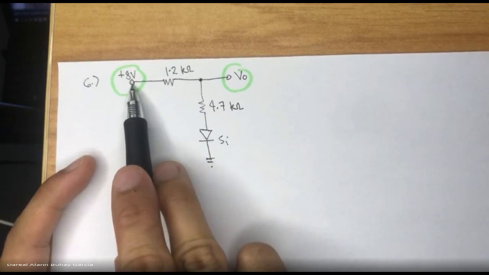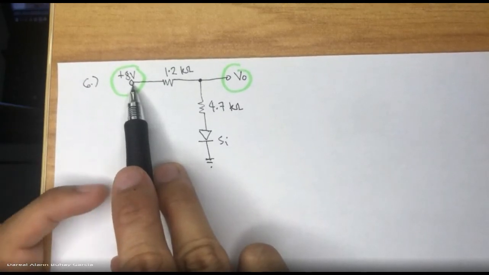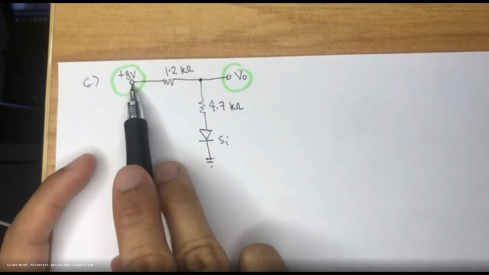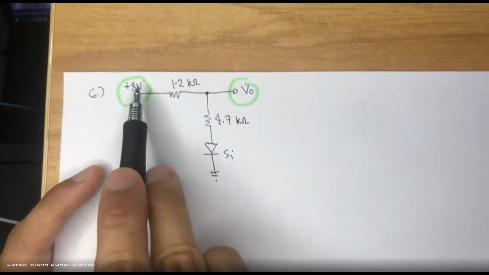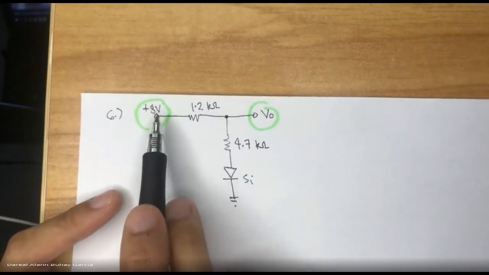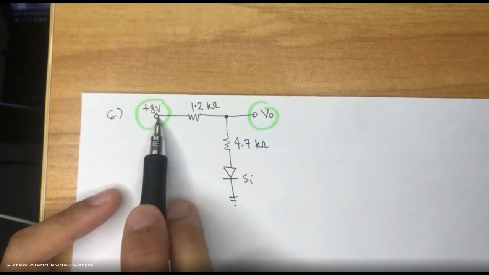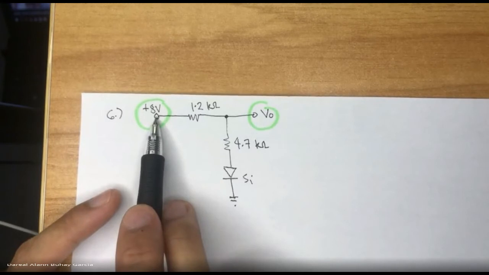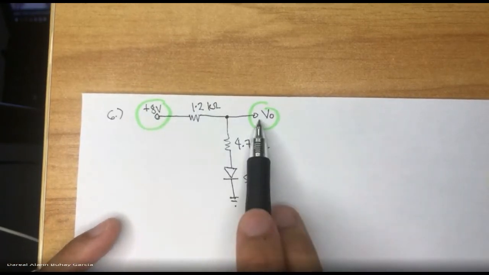And elements, they have 2 terminals, right? 2 or more. Since this is a battery, it has two terminals. Its positive terminal, meaning the positive side of the battery, is connected to this node. Whatever node it is, the other terminal is connected directly to the ground. The same with this one.